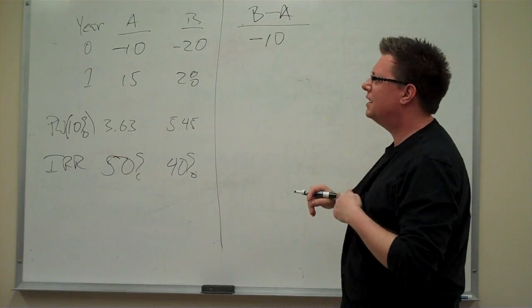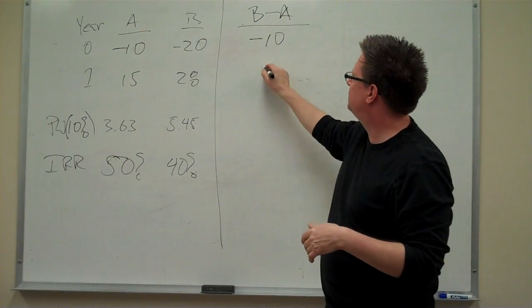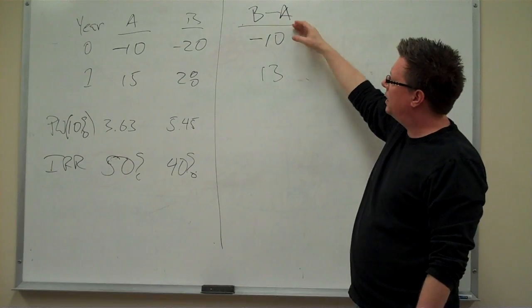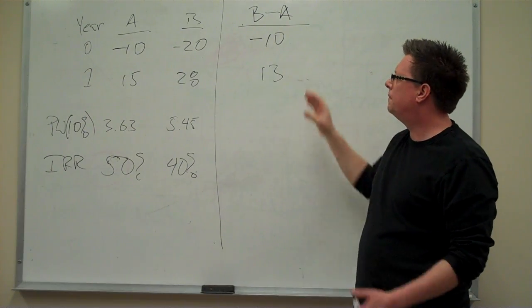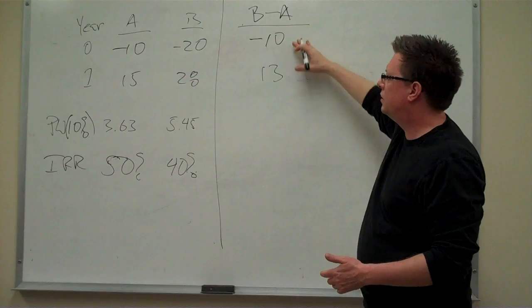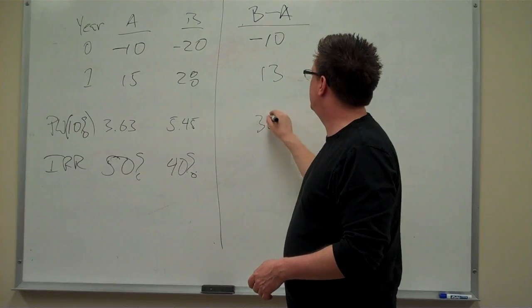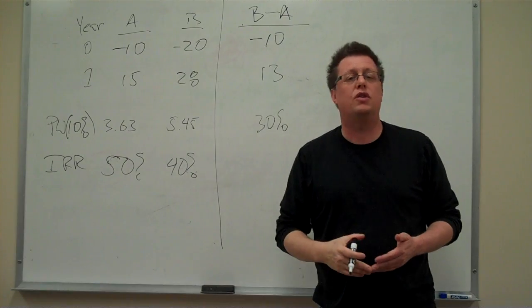And so what we're looking at is an extra, what is that, 13? So here's the additional cost incurred in upgrading. Here's the additional benefit incurred in upgrading. And if you look at this incremental internal rate of return, you see that it is a 30% rate of return on your money.